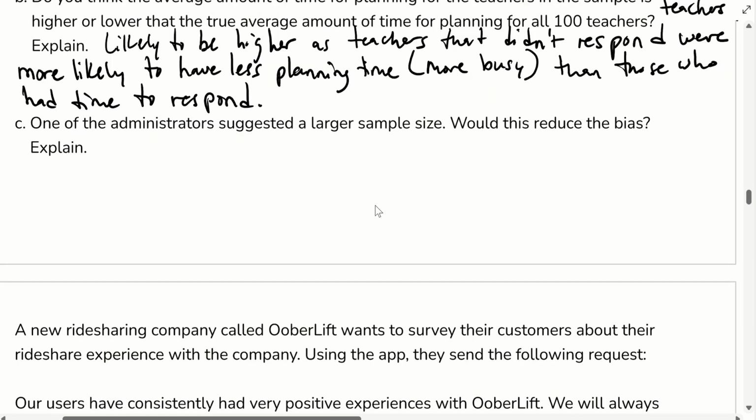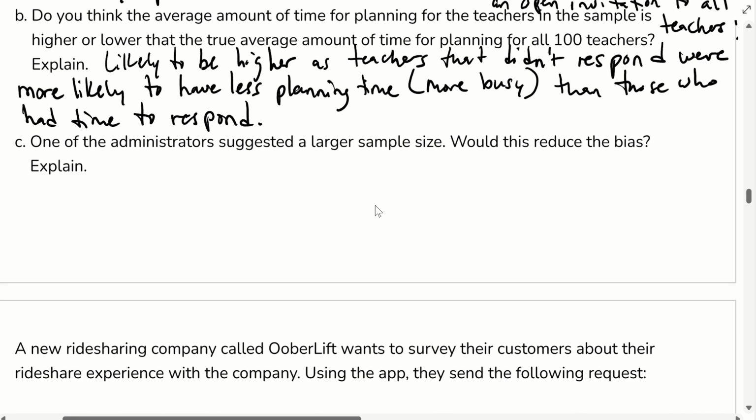So one of the administrators suggested a larger sample size. Would this reduce the bias? Now, a larger sample size will not reduce the bias. The bias is in the method, not the sample, right? The bias is in the factors involved and not in the sample size, right? A larger sample size would reduce the variability generally, but it will not reduce the bias, okay? So larger sample sizes reduce variability. They do not necessarily reduce bias, right?